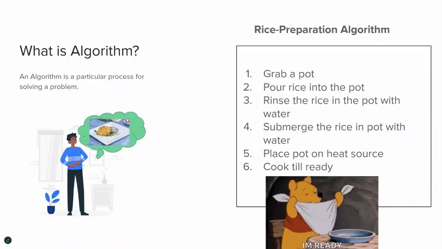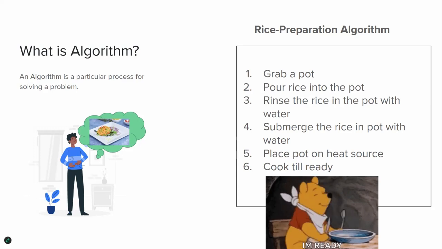So let's jump in. What is an algorithm, essentially? You can think of it as a step or a particular process that you take to accomplish a goal. As you can see on the screen, an algorithm is essentially a process for solving a problem. On the right-hand side, I have prepared an algorithm for making one of my favorite meals, which is rice.